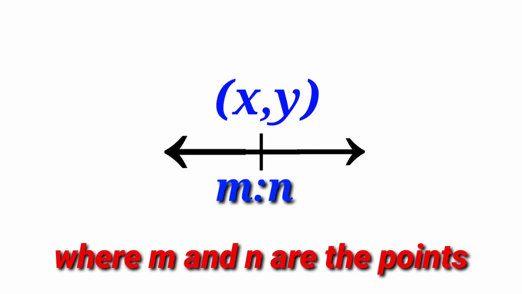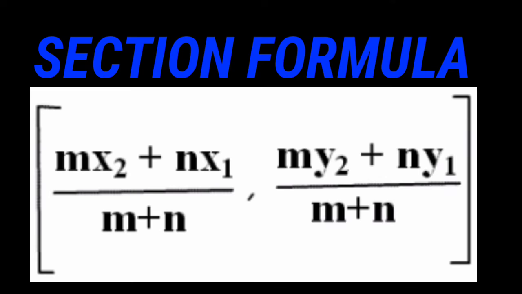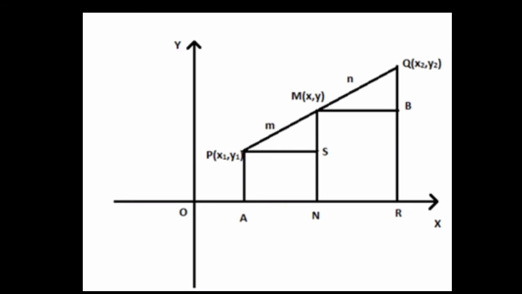For this the formula is mx2 plus nx1 divided by m plus n, comma my2 plus ny1 divided by m plus n, where x1 comma y1 and x2 comma y2 are the endpoints of the line segment and m and n are the ratio in which the line segment is divided.